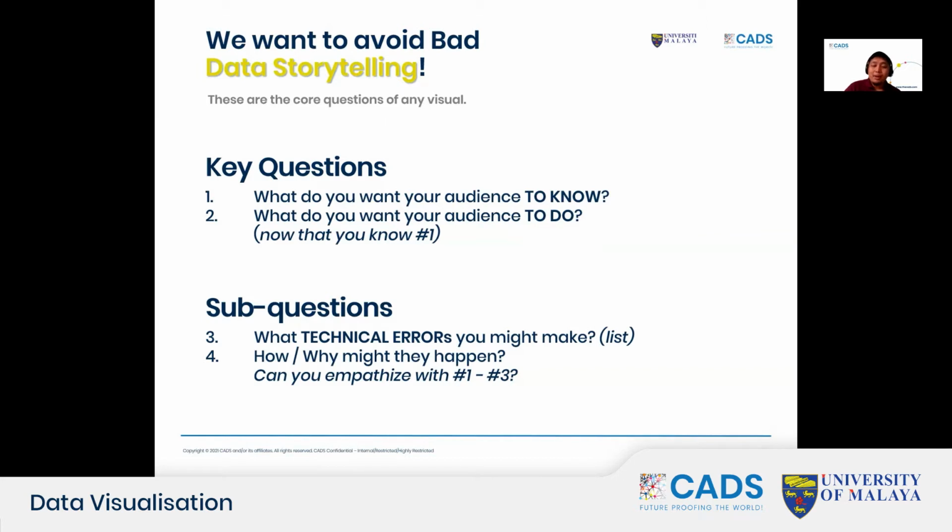Okay. And then if we are considering there is a technical error, what is the possibility that makes it happen? When we are considering these first three questions, when you empathize yourself as audience, you might know what kind of visual you would like to make, and what kind of error you might happen to make when you are trying to make your visual. Okay, please keep this in mind. So every time you make a visual, it's actually about what you like to present to your audience. So know your audience as much as your data.